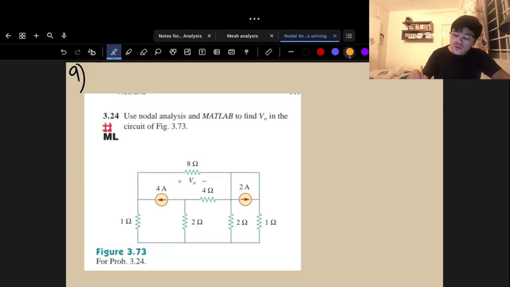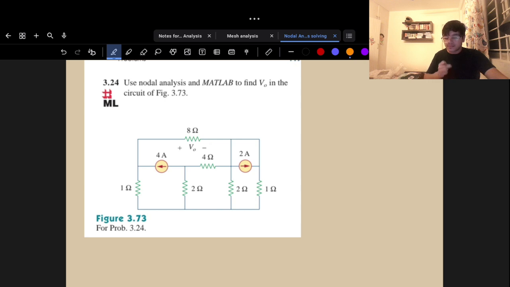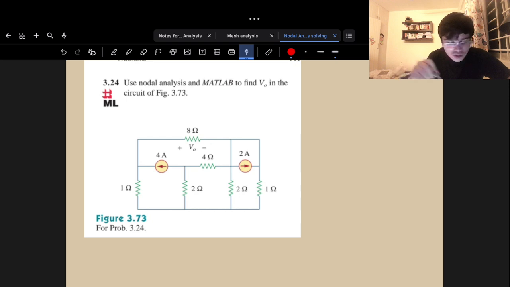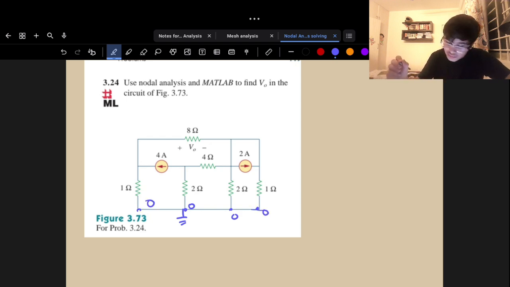Now let's go to the second last question. Again, I have tried this using MATLAB and the answer was confirmed. Now let's instantly ground this without any thinking, without even reading the question. Makes my life easier. It's saying nodal analysis, so I'll quickly assume voltages. This is my V1. This is my V2.